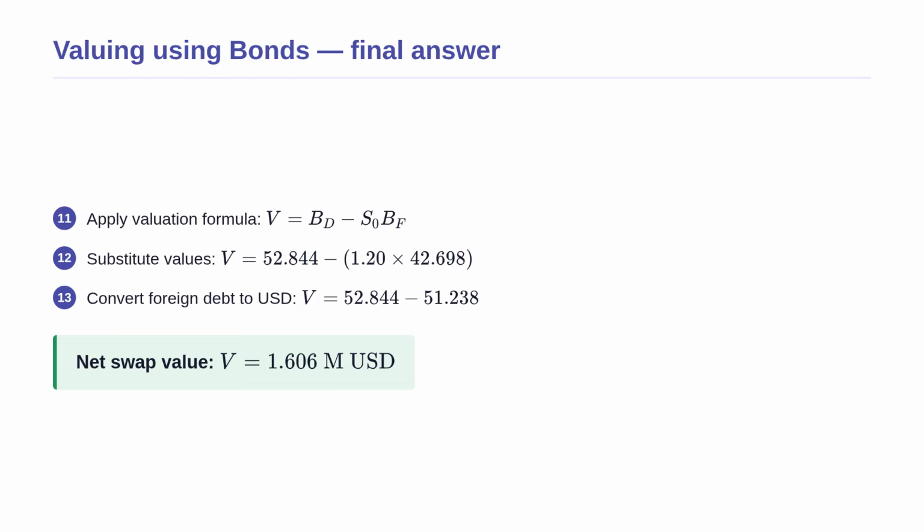We multiply the 42.698 million euro debt by 1.20, which tells us the debt is currently worth 51.238 million US dollars. Finally, we subtract this converted debt from the $52.844 million we are receiving. This gives us a final value of 1.606 million US dollars. Because this number is positive, the swap is currently profitable for the US company. The assets they hold are worth more than the liabilities they owe.